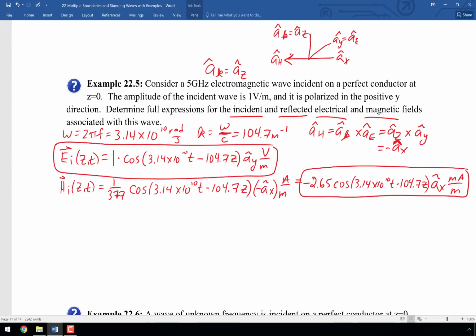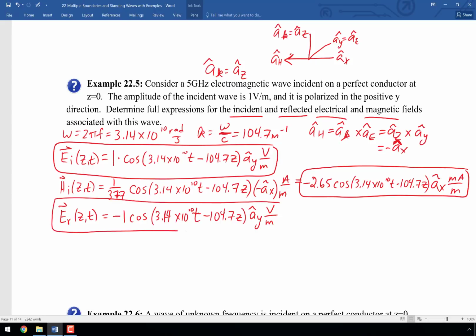So that's the incident magnetic wave. The reflected electrical wave is actually pretty easy to calculate. E sub r of z comma t is just going to pick up a negative sign, so it's negative 1 cosine of, yeah, I'll write it out fully because it says to do it fully, 3.14 times 10 to the 10th t minus 104.7 z, and that's still in the a sub y direction but with a minus sign, and that's in units of volts per meter. I think that is probably sufficient for the reflected electrical wave.